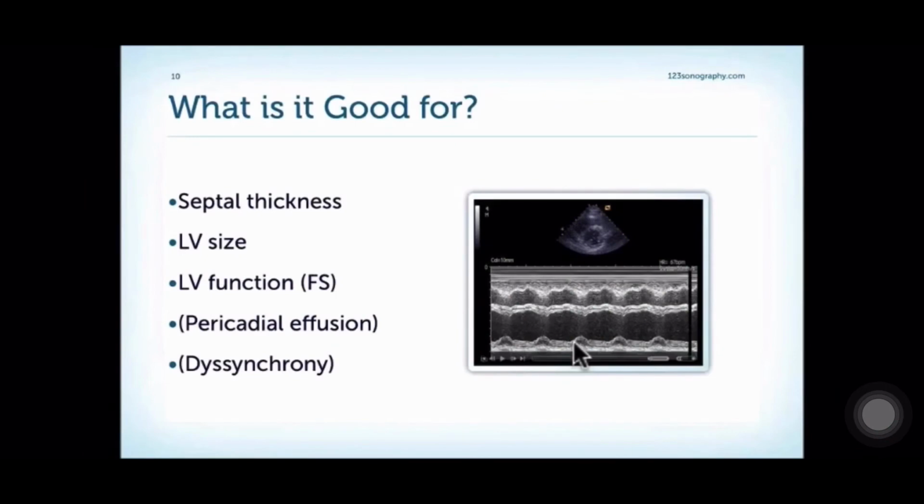It's good to quantify the thickness of the septum, for the left ventricular size, for left ventricular function, for pericardial effusion. You would see an echo-free space here, usually behind the left ventricle, and also to determine whether the contraction of the septum and the posterior wall is synchronous. So in situations where you have desynchronous contraction, for example in left bundle branch block, you would see abnormalities also in M mode.